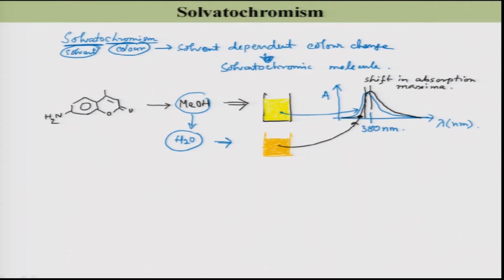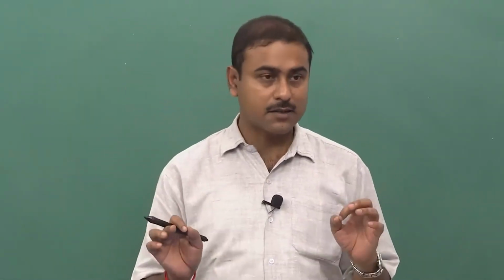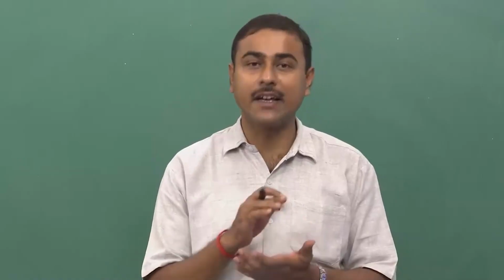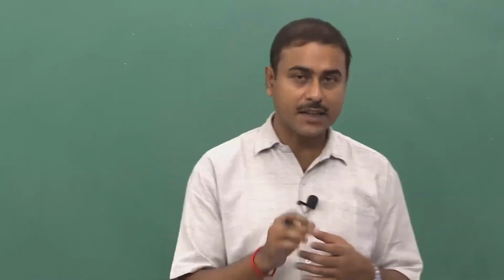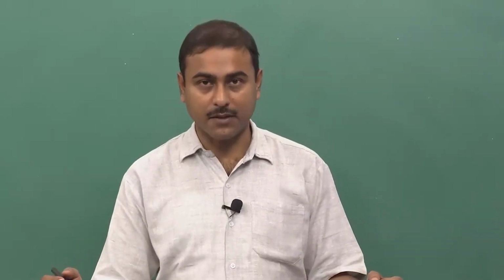So, there is a shift in the absorption maxima, and this shift in the absorption maxima can be further studied to understand why such kind of change in color takes place for typical solvatochromic molecules, right. And it has been noticed that there are two different types of shift in the color. The first kind is that when we increase the polarity, there is always a red shift in the absorption maxima, right.